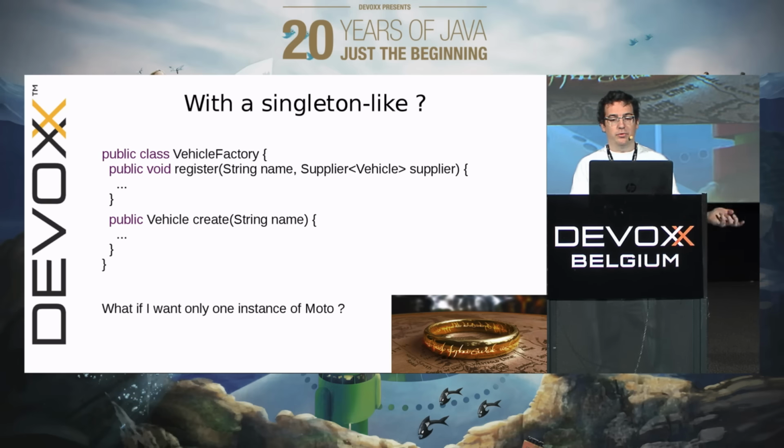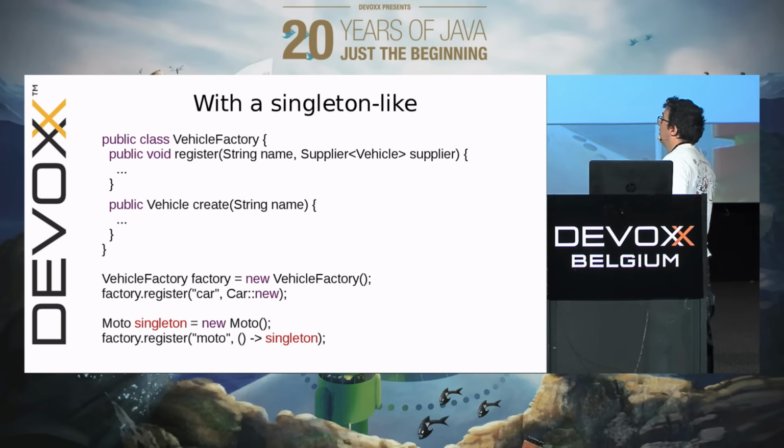How to do that? It's really, really simple. We can write it like this. You allocate your singleton, and in register, you use a lambda that will always return the same object. That's all. It's all you need. Every time you call create with moto as parameter, it will always return the same instance of moto. It's how to implement the singleton design pattern without having the global dependency thing.